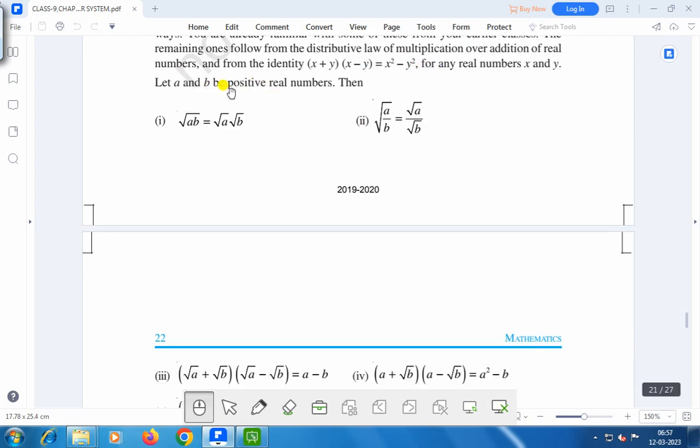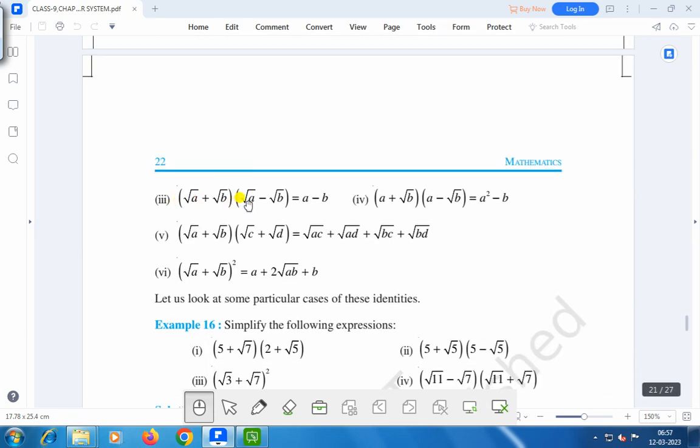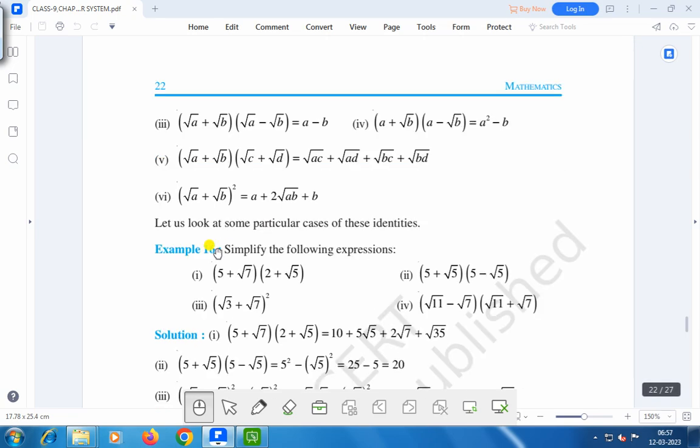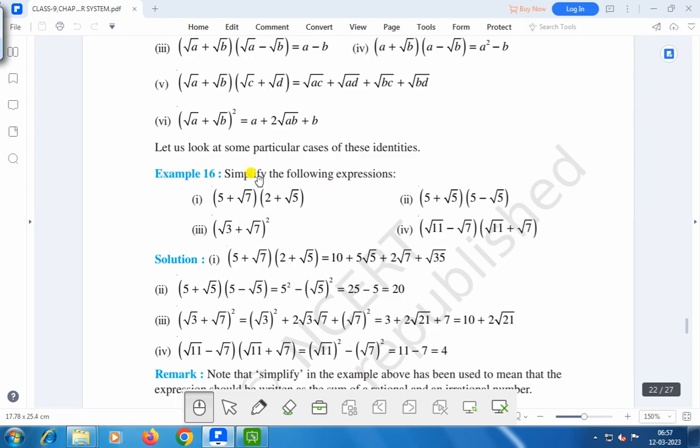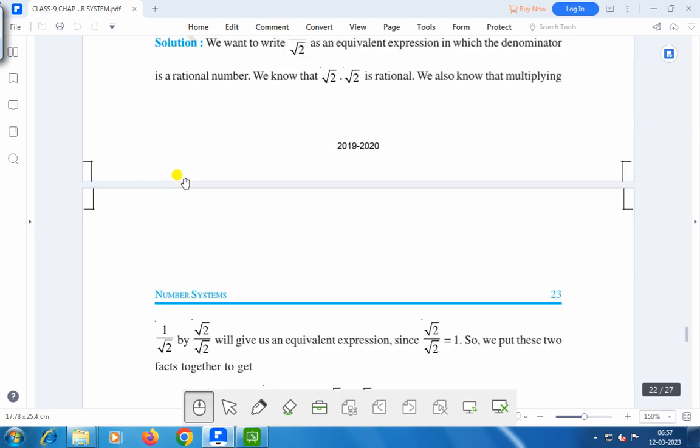Let a and b be positive real numbers. Then root ab is equal to root a into root b; root a by b is equal to root a by root b; (root a plus root b)(root a minus root b) equals a minus b; (a plus root b)(a minus root b) equals a square minus b; (root a plus root b)(root c plus root d) equals root ac plus root ad plus root bc plus root bd; (root a plus root b) whole square equals a plus 2 root ab plus b. Let us look at some particular cases of these identities.